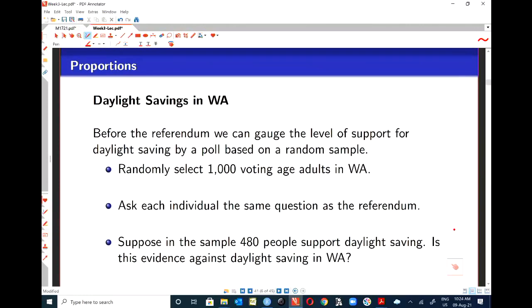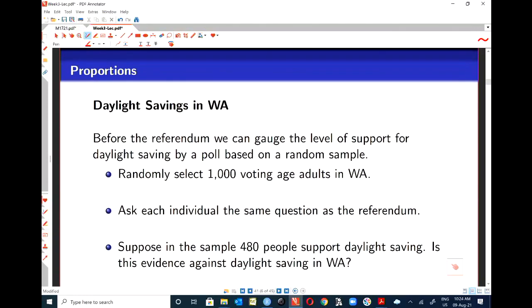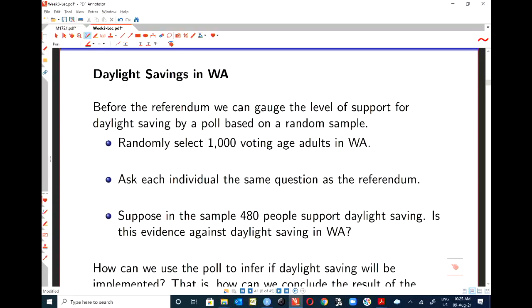What if I want to do a poll first? Before the referendum is actually held, like elections, I want to have a poll to gauge the possibility of success, or the proportion of the population who are in favor of a particular stance. So I randomly select 1,000 voting adults in WA, and I ask each of them the same question: are they in favor of daylight saving or not? And they say yes or no. Suppose in the sample I get 480 who agree with me, who want daylight saving.